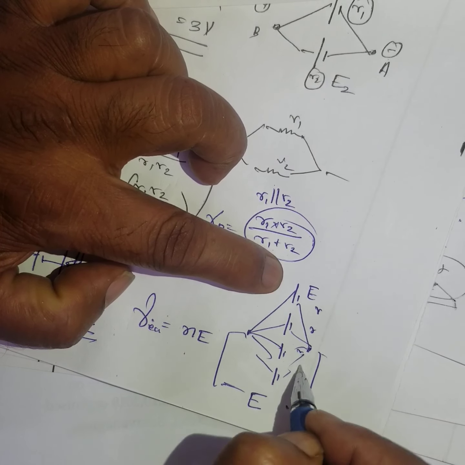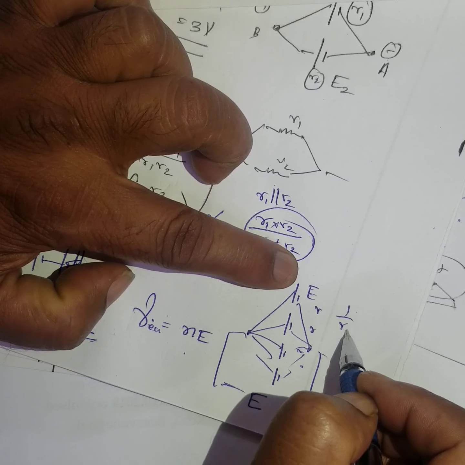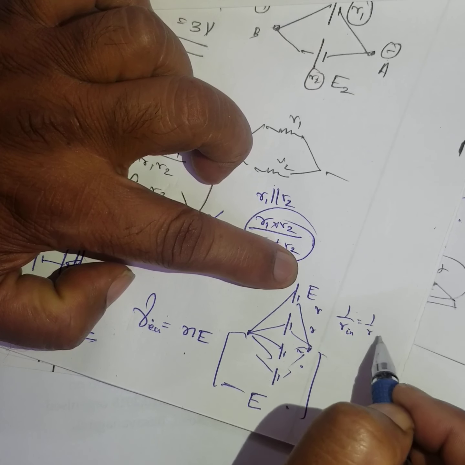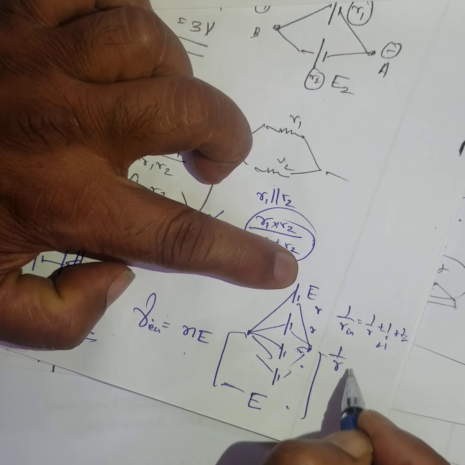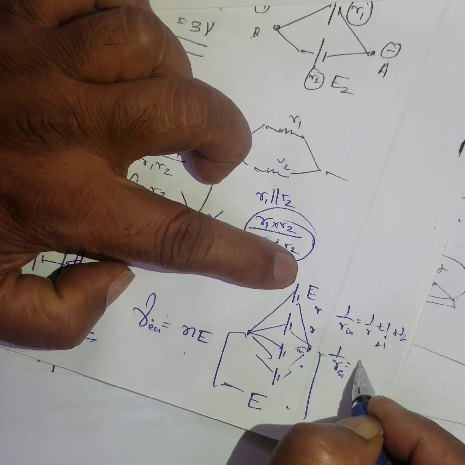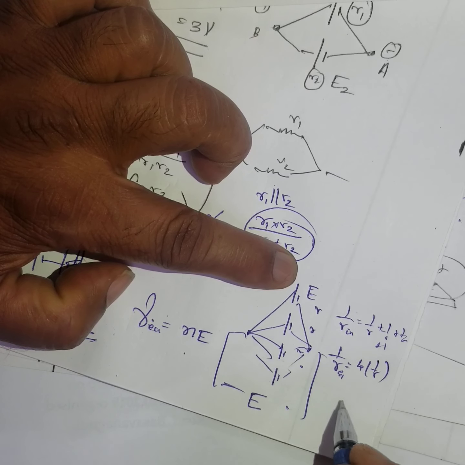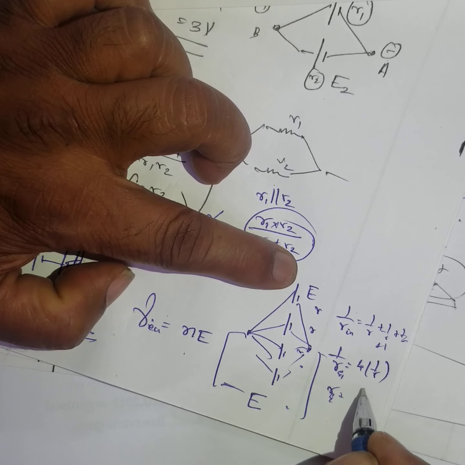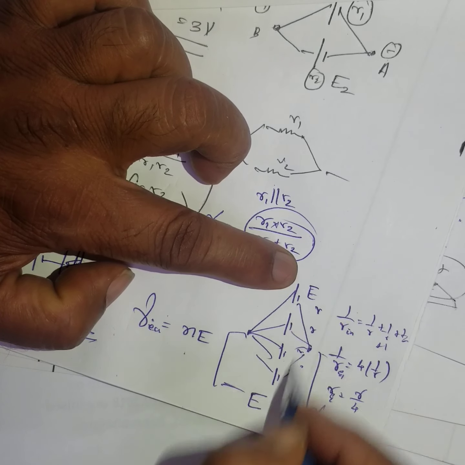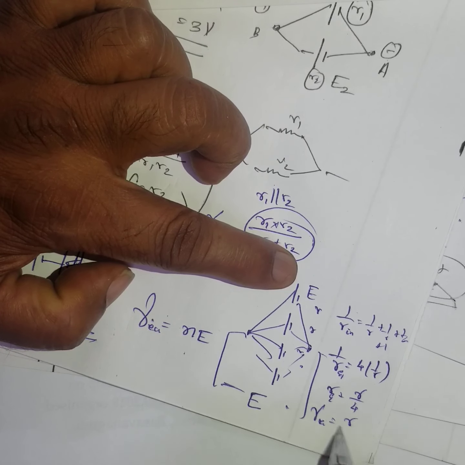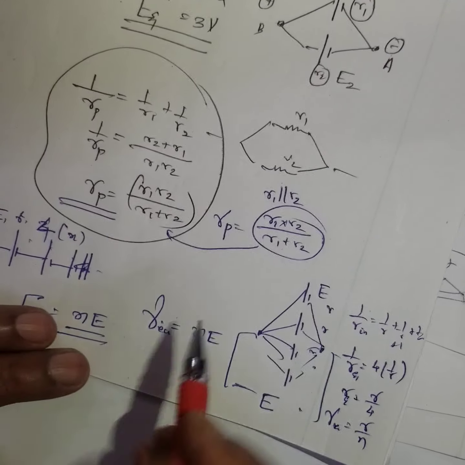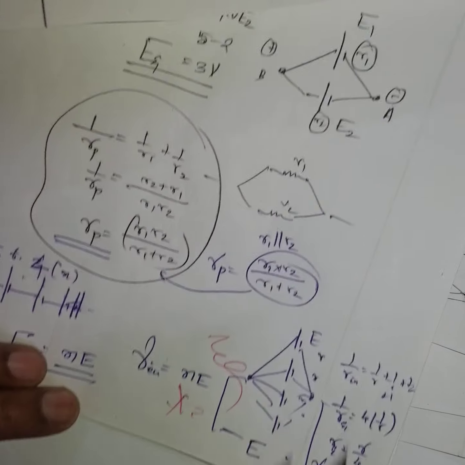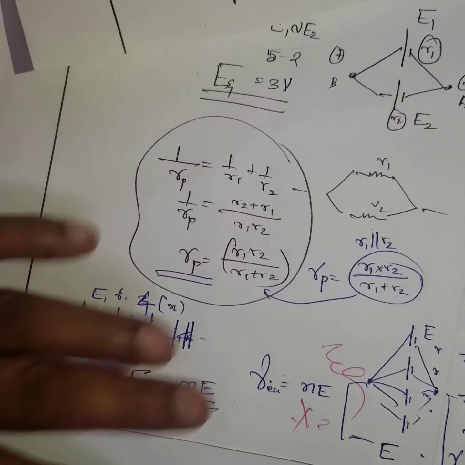What about the internal resistance? 1 by R effective is equal to 1 by R plus 1 by R plus 1 by R, which is 4 times 1 by R. Or R effective is equal to what? Reverse it. R by 4. In general, if N cells are connected, R effective is equal to R by N. These are things you are supposed to know. This will be helpful for the next derivation and problems, for CET also. Alright?